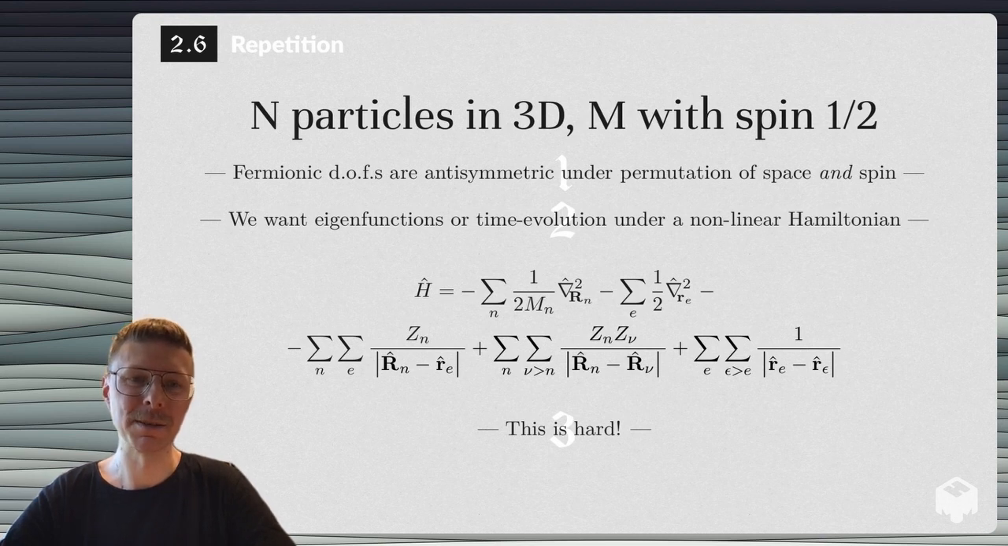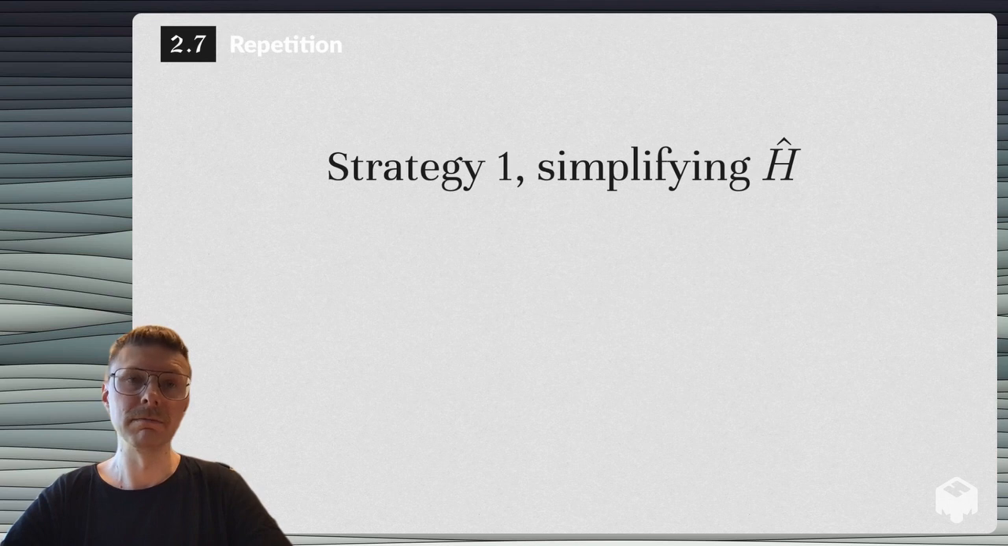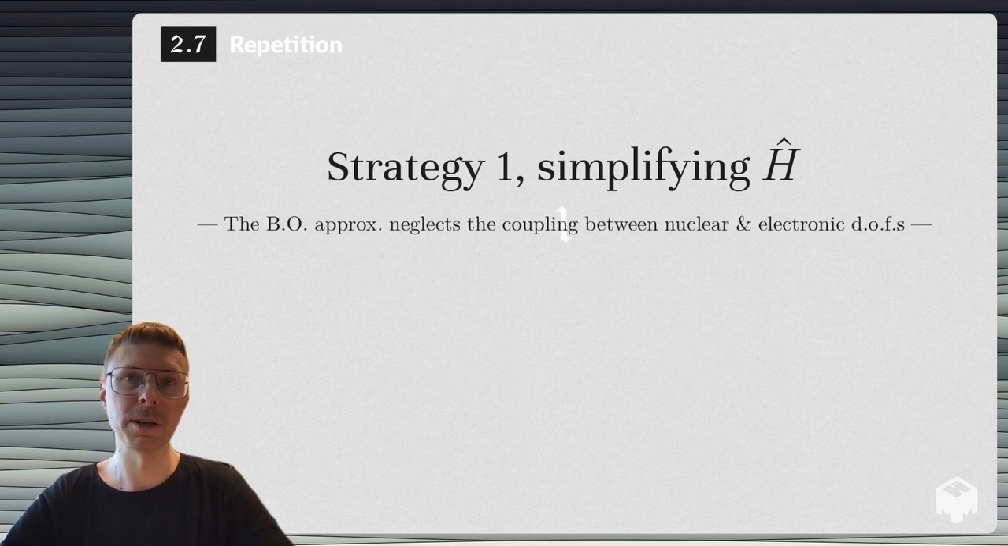And this is why we need numerical methods such as the one that we're going to talk about today, that includes simplifications. So what kind of strategies do we have to deal with this difficult problem? Basically there are two attacks. Strategy one is to simplify the Hamiltonian, and the Born-Oppenheimer approximation is a strategy to do that, which neglects the coupling between nuclear and electronic degrees of freedom.